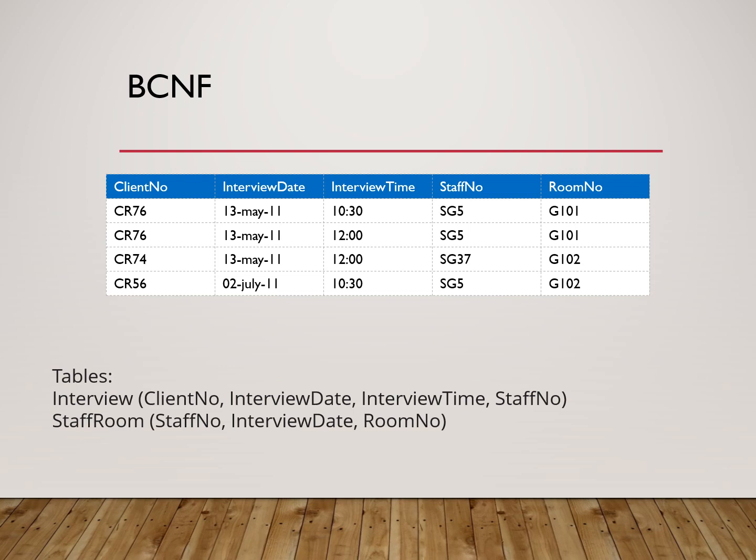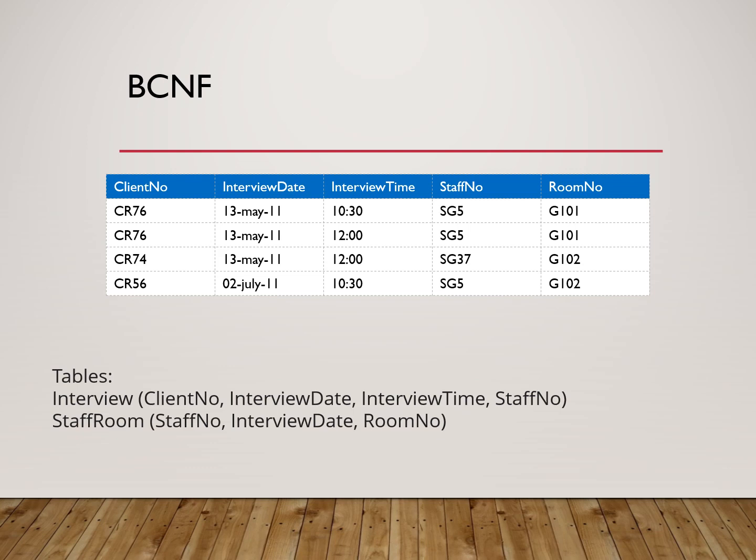According to these functional dependencies, we can split this into two tables. The interview table has client number, interview date, interview time, and staff number. The staff room table has staff number, interview date, and room number. Staff number and interview date are common in both tables. Once we have applied BCNF, we can do fourth normal form.